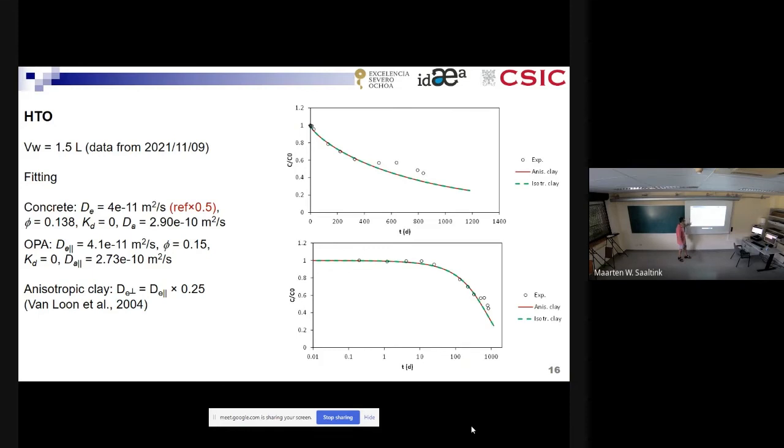And then for the anisotropic model, for the dashed line here, diffusion perpendicular to bedding is 4 times smaller than parallel to bedding. This is known from previous measurements. But again, this doesn't have an effect because there's not much diffusion into the clay.